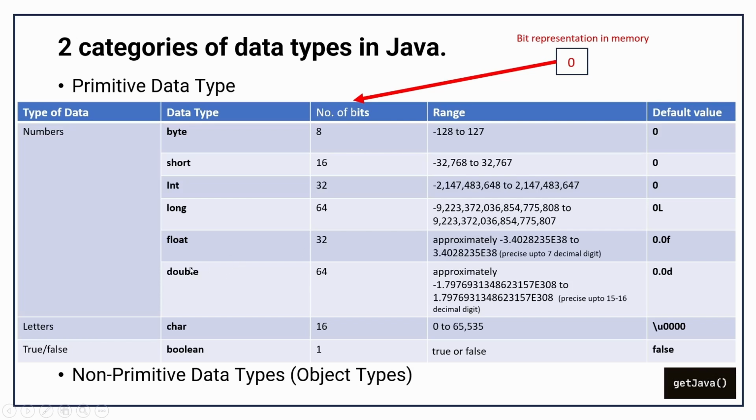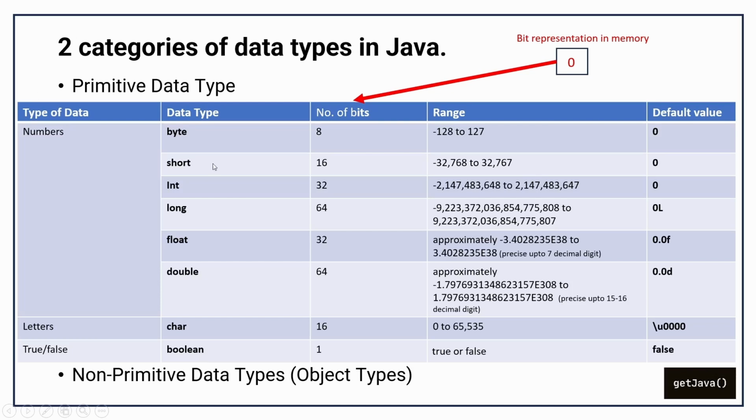Now the next data type is char, which is used for storing characters. Again, it has space allocated up to 16 bits, and it has a range from 0 to 65,535. So with char, basically you can hold capital A to Z and some symbols. It is used for storing those letters or characters. And the next data type is boolean, which is used for storing true false values.